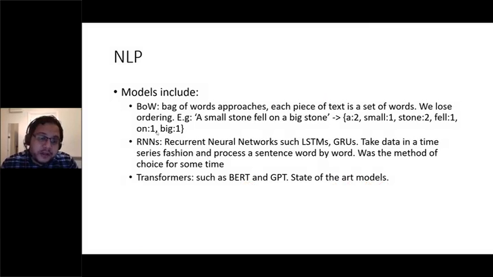One of the first methods, we call them RNNs, recurrent neural networks, such as the famous LSTM and GRU. For some time, these 2 methods were the state of the art. They produced the best results when it came to sequential data. Text is sequential data, the order matters.